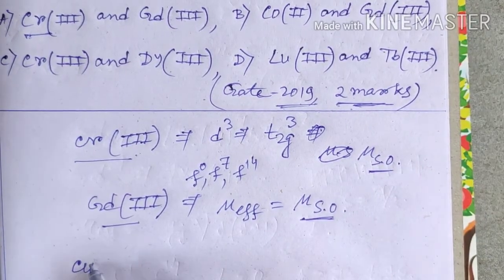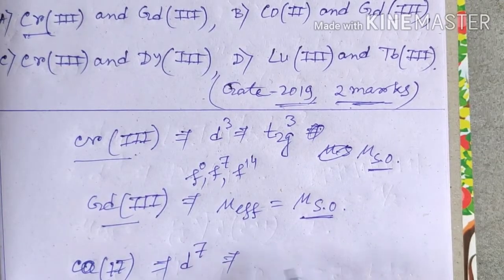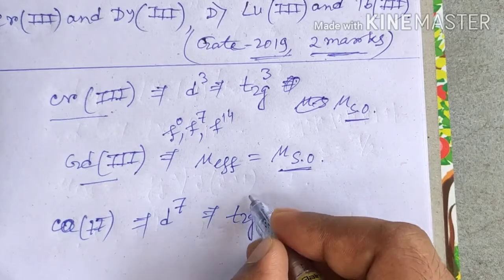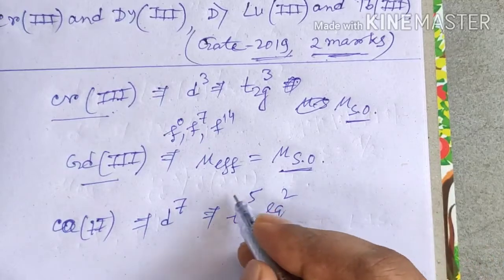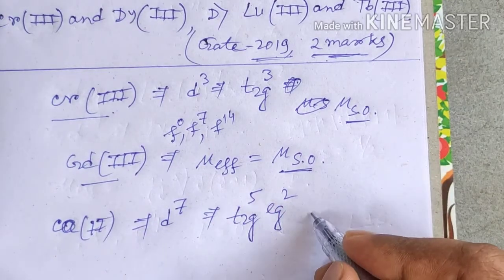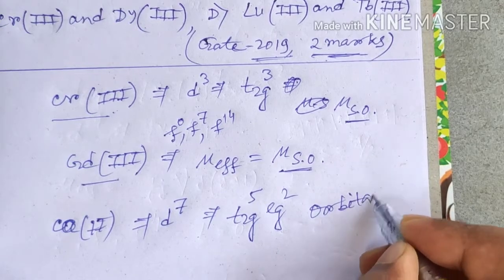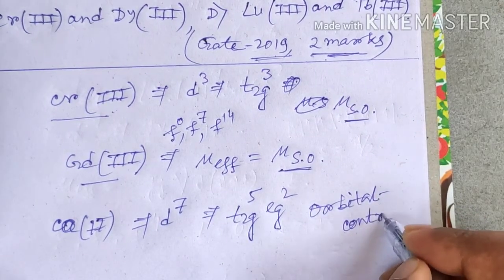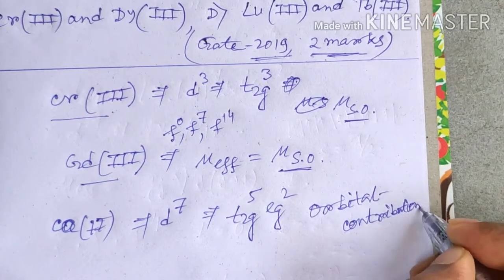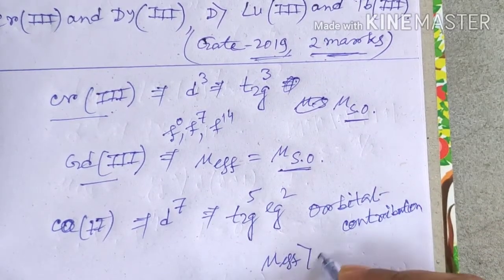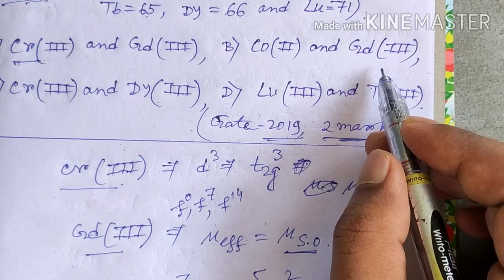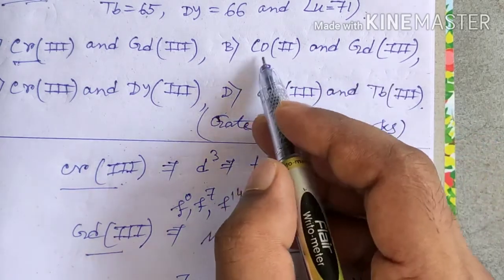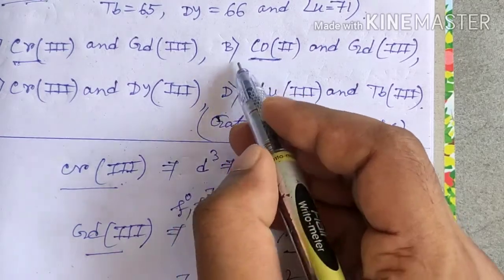Let's see the remaining three options. For cobalt 2+, it is d7, and if it is in octahedral geometry, then the electronic configuration for the high spin case will be t2g5 eg2, and since the t2g orbital is unsymmetrically filled, there will be orbital contribution and the magnetic moment will be greater than the spin only values. But for gadolinium, the effective magnetic moment is equal to spin only values. Since this option is not satisfied, option number B is not correct.